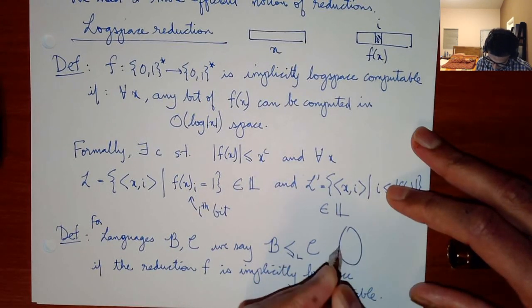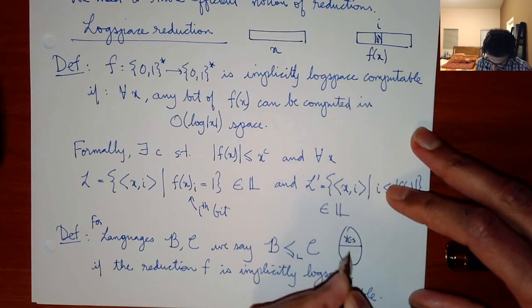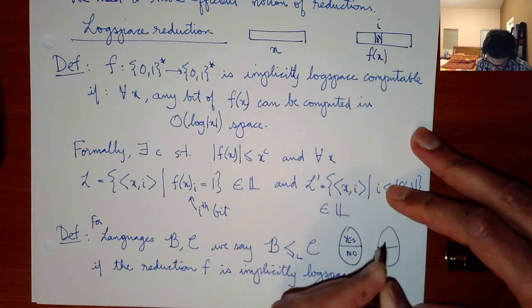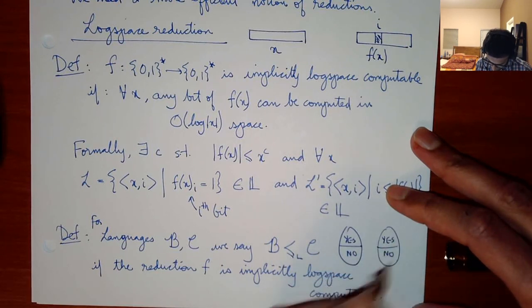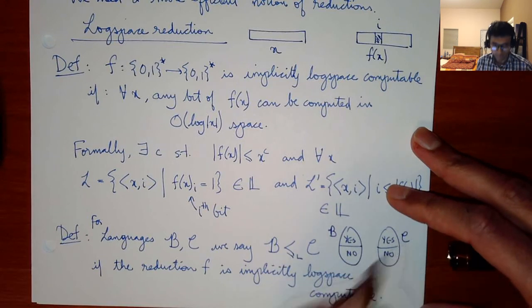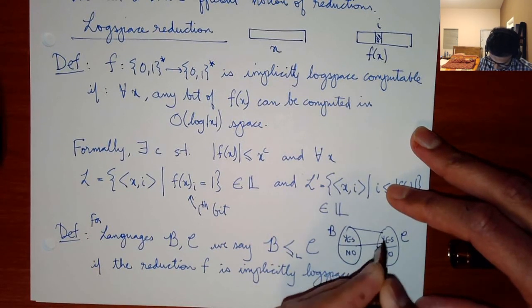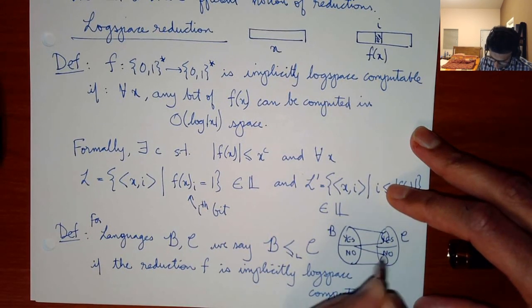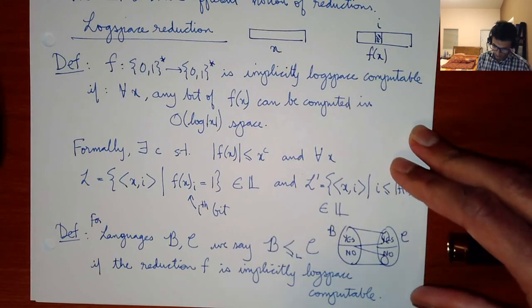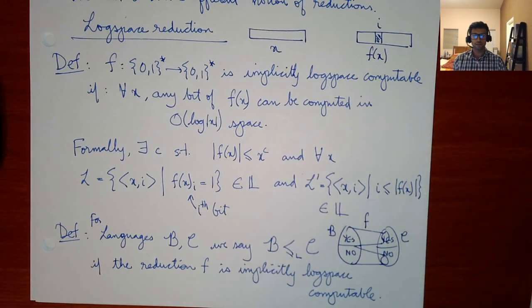Remember, the picture of the reduction is you have yes and no, yes and no. This is for B, this is for C, and the reduction has to map yes to yes and no to no. And this function f is implicitly log space computable. Like, this is what it means. Any questions?